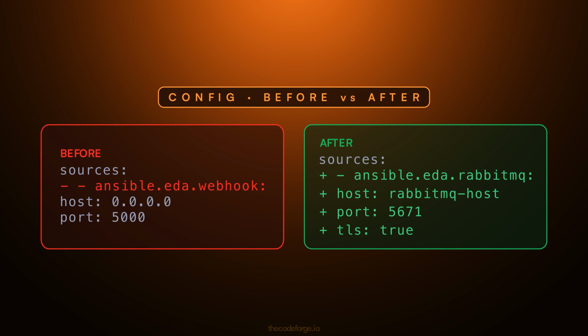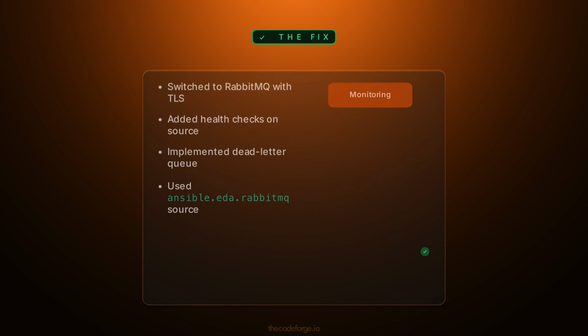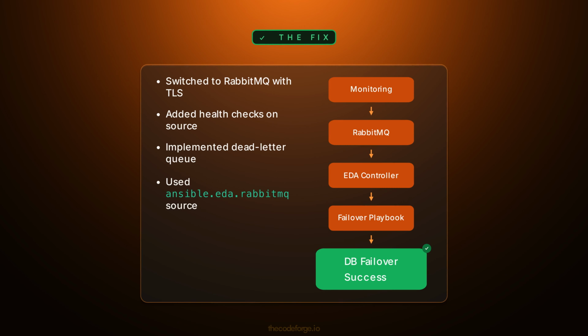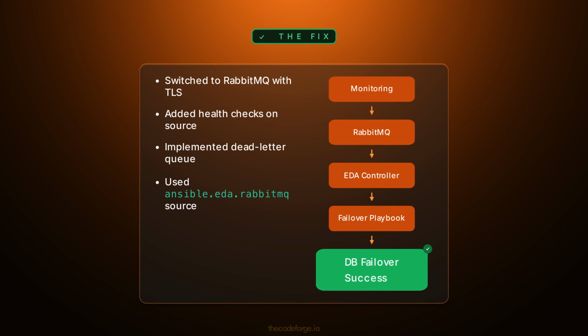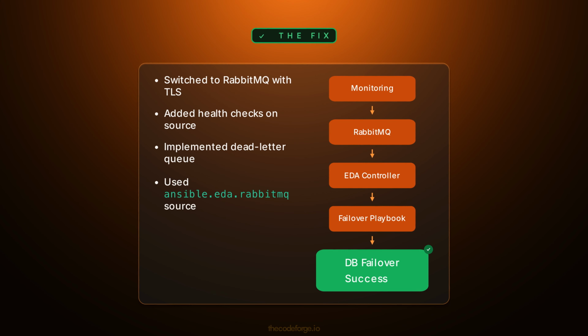Switching to RabbitMQ with TLS eliminated the certificate management issue. The fix was to switch from a webhook to a message queue, RabbitMQ, with TLS. This ensures reliable delivery and provides health checks on the connection. Additionally, a dead letter queue was added for failed events with a retry mechanism. The event source now uses ansible.eda.rabbitmq instead of the webhook.